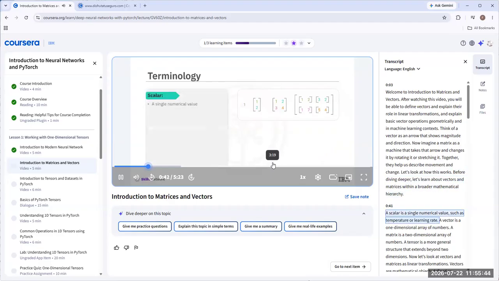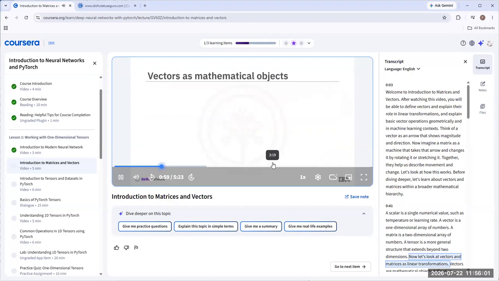A scalar is a single numerical value, such as temperature or learning rate. A vector is a one-dimensional array of numbers. A matrix is a two-dimensional array of numbers. A tensor is a more general structure that extends beyond two dimensions. Now, let's look at vectors and matrices as linear transformations.